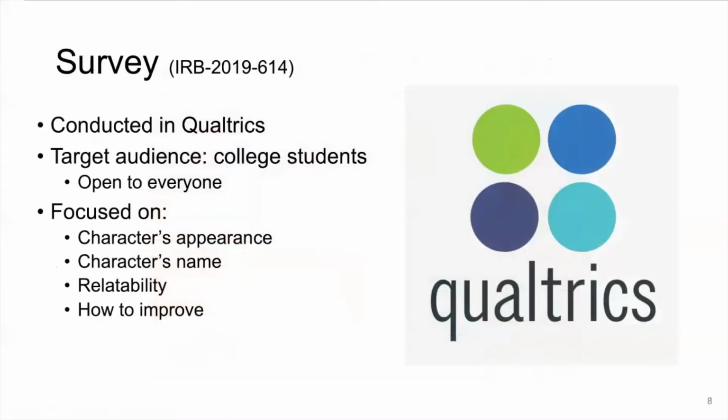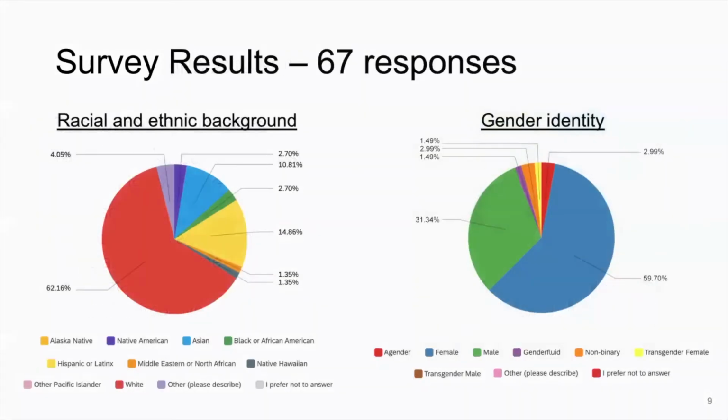As I mentioned earlier, we conducted a survey to get feedback about these characters. Our questions focused on determining if the name or appearance of these characters were offensive, or if the characters were relatable, and then how we can improve the characters. Our survey was conducted over a course of 3 months, and we got 67 responses. A majority of our survey takers were white and identified themselves as female. Now I'd like to introduce you to each of our characters.